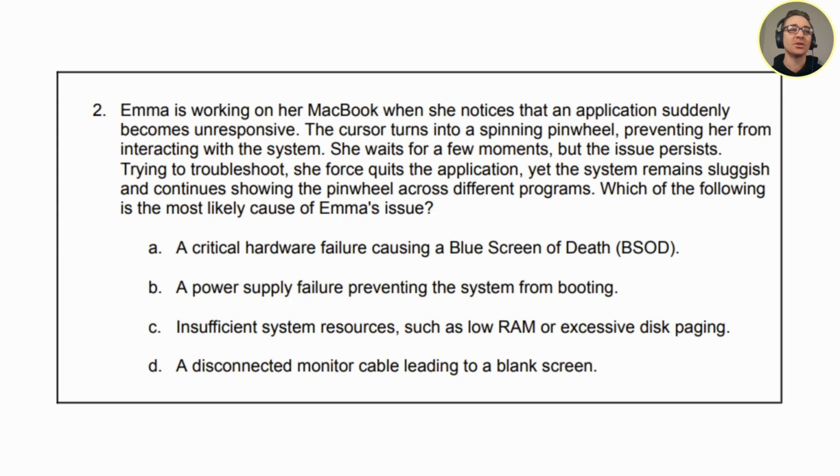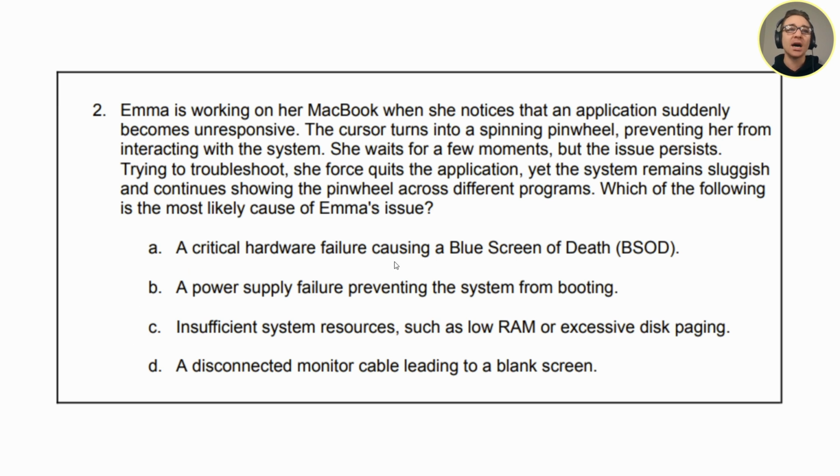So let's eliminate some clear things that it can't be, right? D, a disconnected monitor cable. It can't be that because we don't have a blank screen. That's just not accurately describing what's happening. So it's not D. B, a power supply failure preventing the system from booting. It has already booted and she has applications open. So that can't be the case. So now it's between A and C.